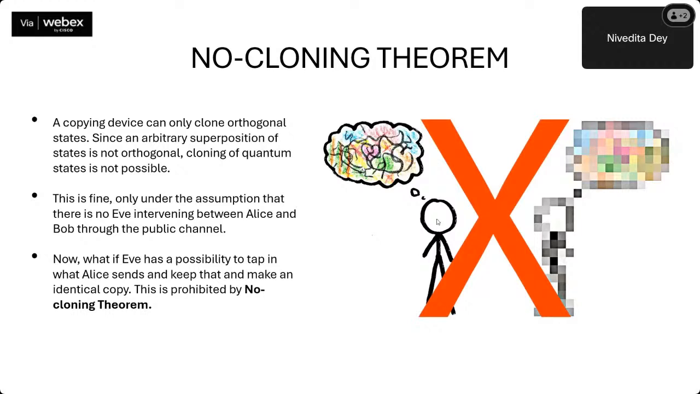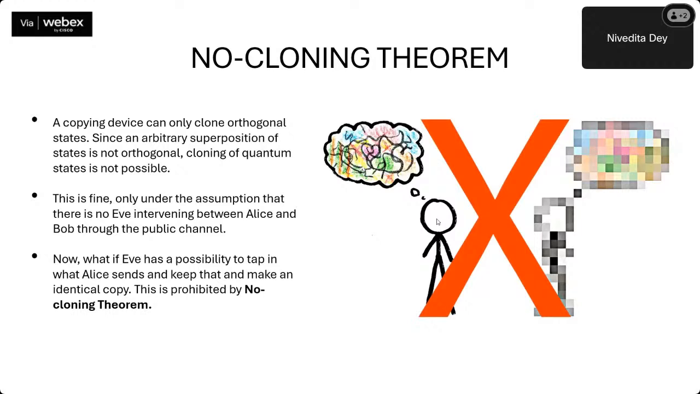The no cloning theorem is a positive culprit here, which is why QKD is thought to be very, very secure. A copying device can only clone orthogonal states. I told you that either two states will be the same, or they should be in an orthogonal relationship with each other, if you remember. Since an arbitrary superposition of states is not orthogonal, cloning of quantum states is not possible.